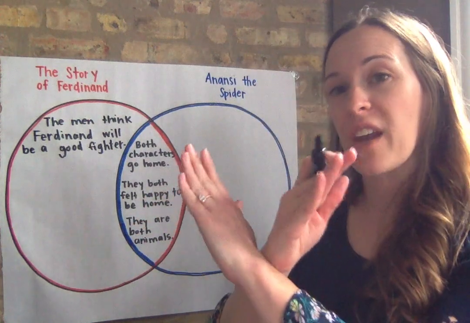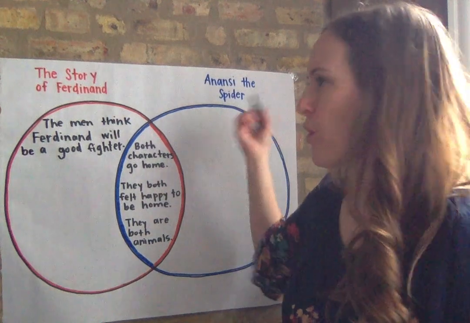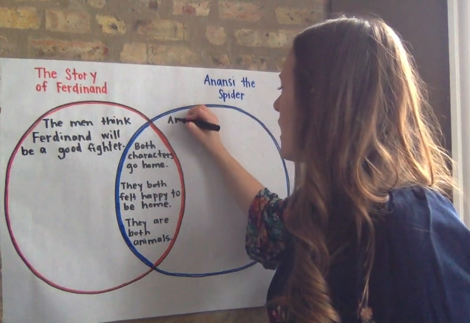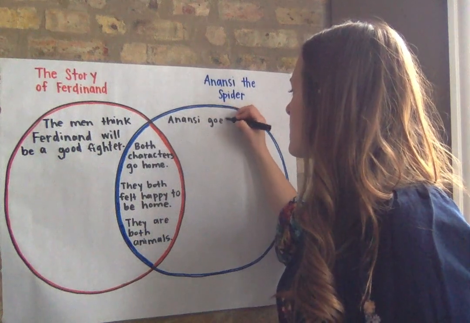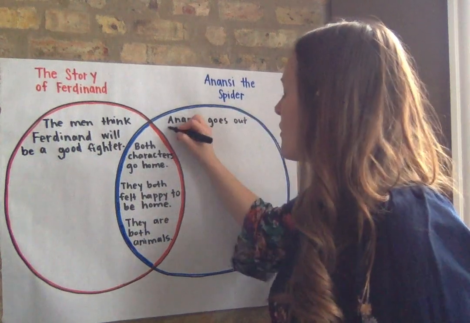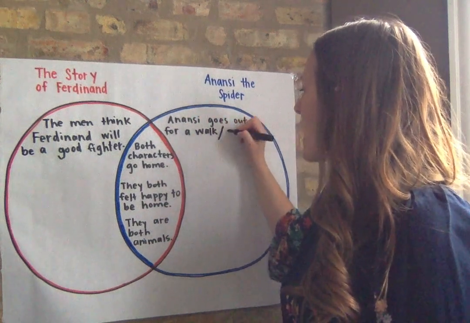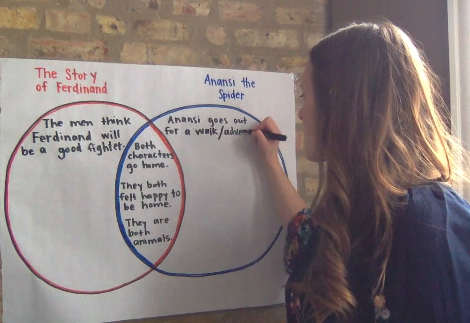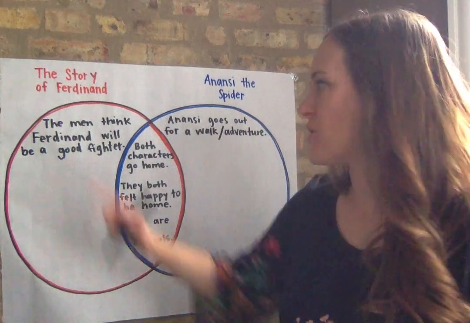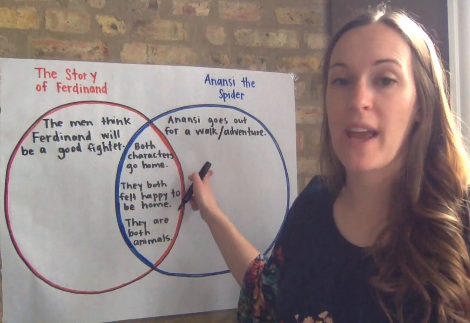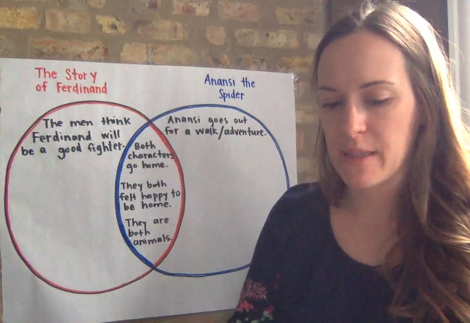Now that's different from why Anansi leaves home. Anansi leaves home because he wants to go for an adventure or go for a walk. Anansi goes out for a walk, adventure. That is not the same, so we put them in different circles so that it can tell what's special or true about one book. Okay, now we're going to think about something different.